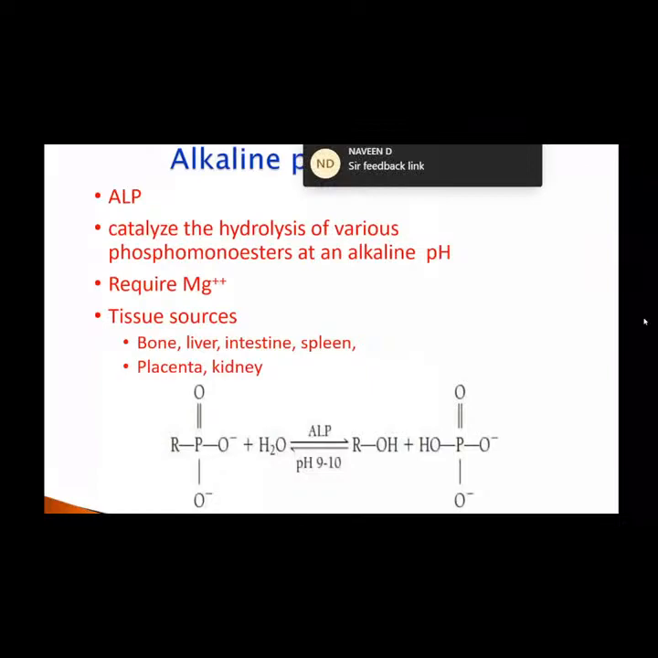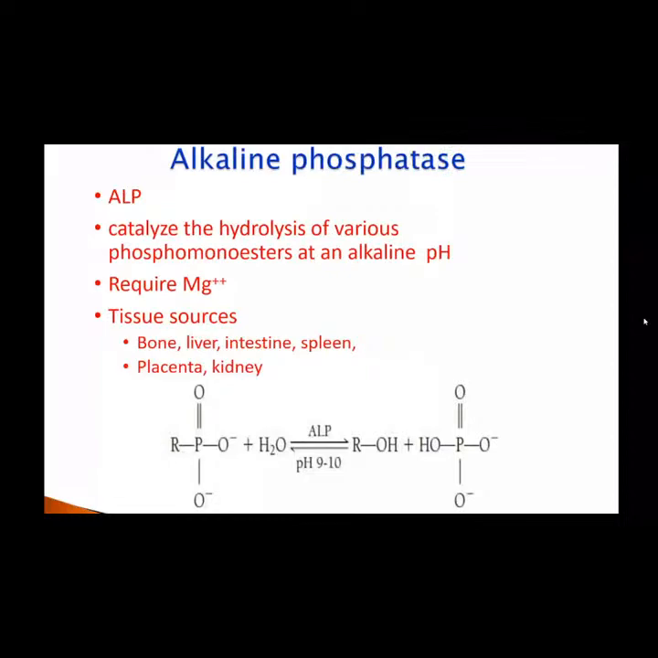And coming to alkaline phosphatase, which is otherwise known as ALP. ALP means alkaline phosphatase, right? This enzyme is present in bone, liver, intestine, spleen, and also placenta and kidney. Okay, next slide, please.